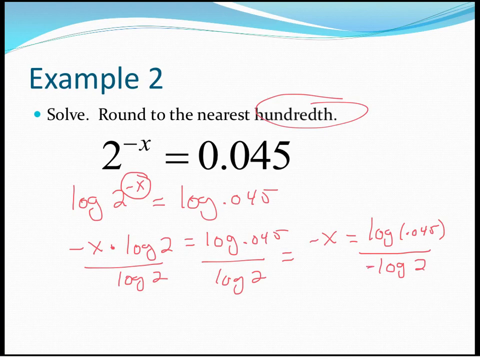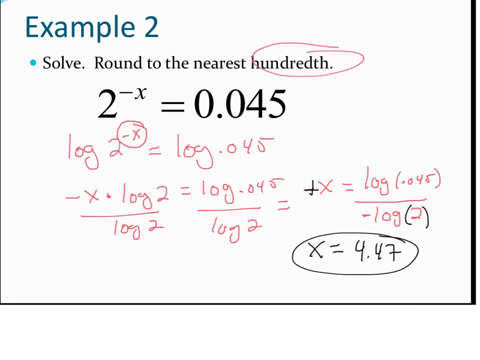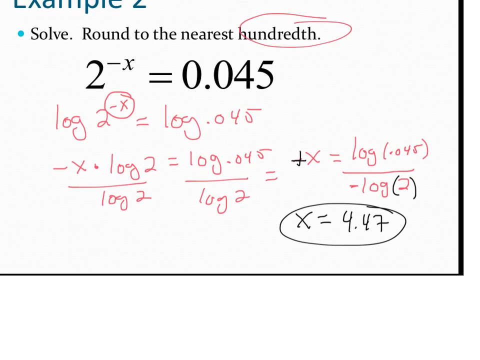And we can even put the negative in front of that log, and that'll save us a step. So we change that to a positive, change that guy to a negative, and then I'm going to plug this into my calculator, and I'm going to get x is equal to, oops, and remember to put parentheses around the denominator too, 4.47. And that's rounded to the nearest hundredth. And we can do a quick check. So here's our solution. And our check would be 2 to the negative 4.47, and that's going to be approximately 0.045, and that would be our check.